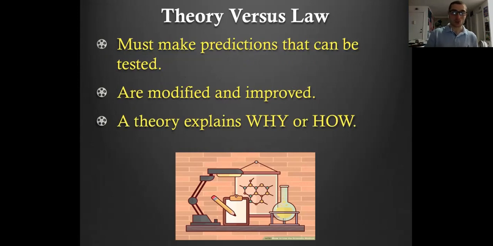A law is what, a theory is why or how. A theory is the long text message. A law is the one word or the one emoji text message, right? One's very concrete and short. The other one is very long and descriptive.